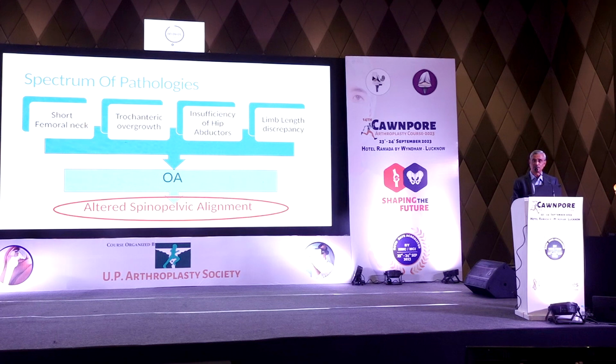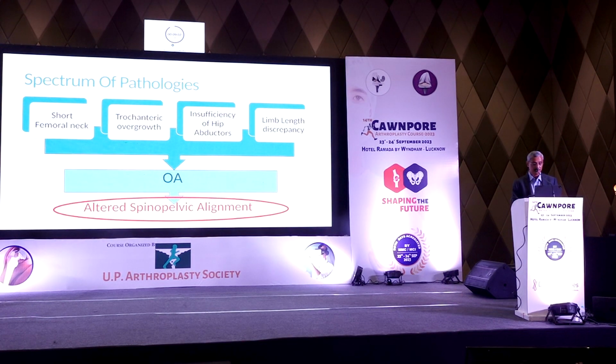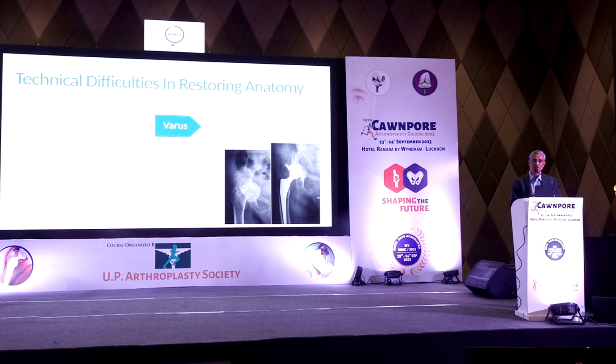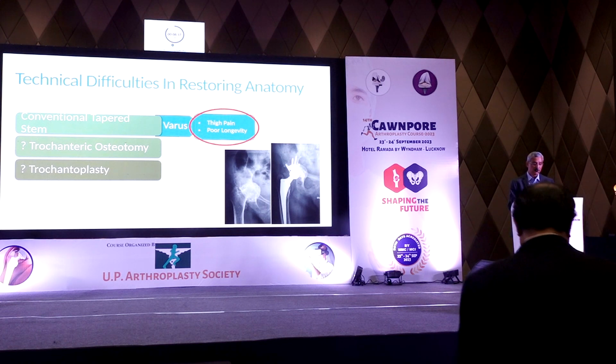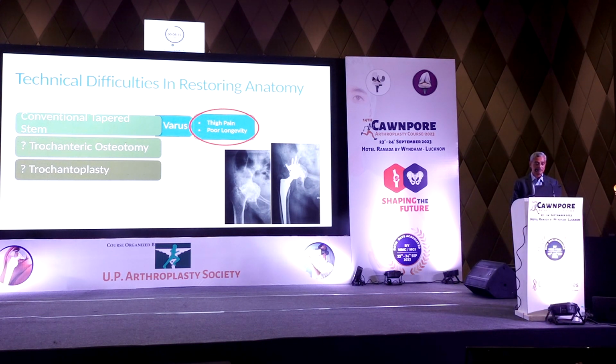And nowadays, a topic that is a bit of a rage is the altered spinopelvic alignment. So there are a lot of issues when we are dealing with severe coxa vara, and restoring the offset, the limb length and the abductor mechanism is an issue. And sometimes you can have problems with longevity here, definitely. So what are the options? The tapered stem is one option. People have talked about trochanteric osteotomy, and there is something called a trochantoplasty, and apparently that has some issues.